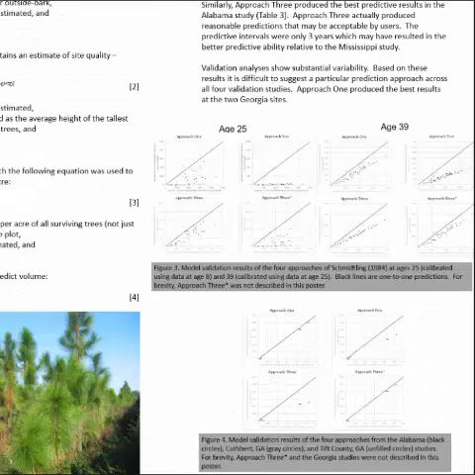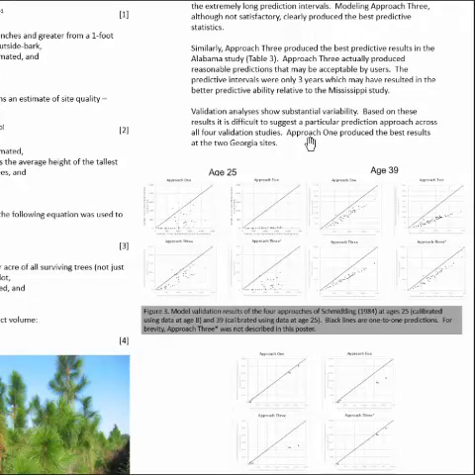At the Alabama site, approach 3 also produced the best results. However, there was a slight overprediction, and actually results may be acceptable by users at this site using approach 3. Or you could say for conditions similar to this site. At the two Georgia sites, approach 1 actually produced the best results. It is difficult to recommend a particular approach because approach 1 worked best on one site, approach 3 worked best on another site.